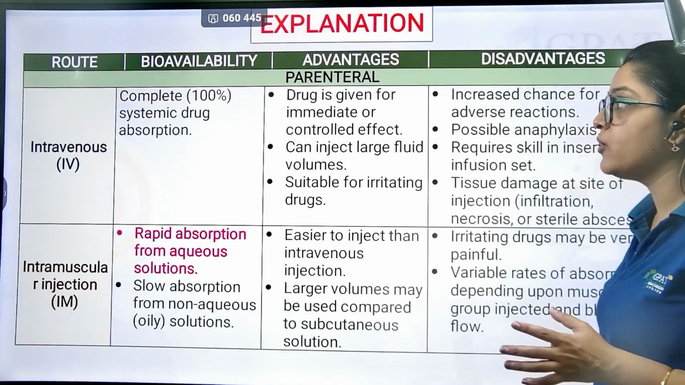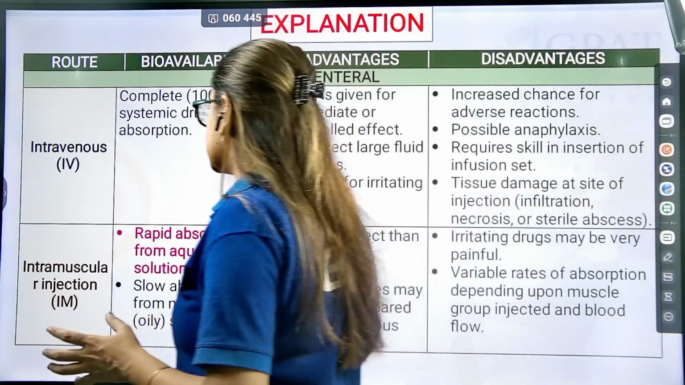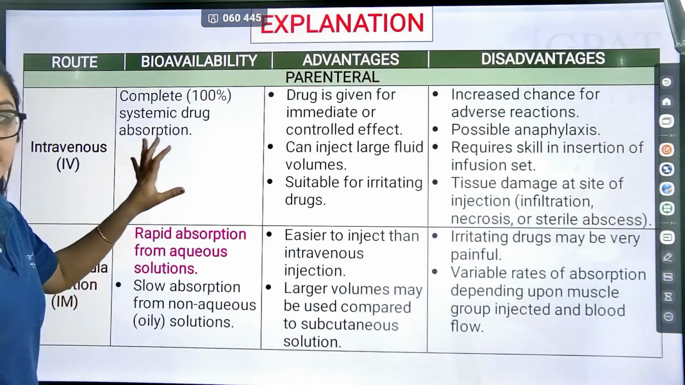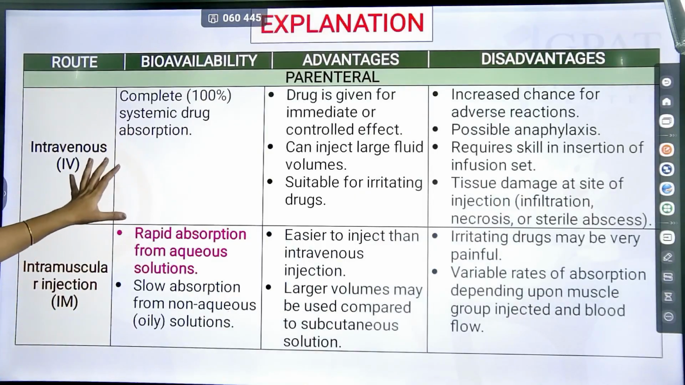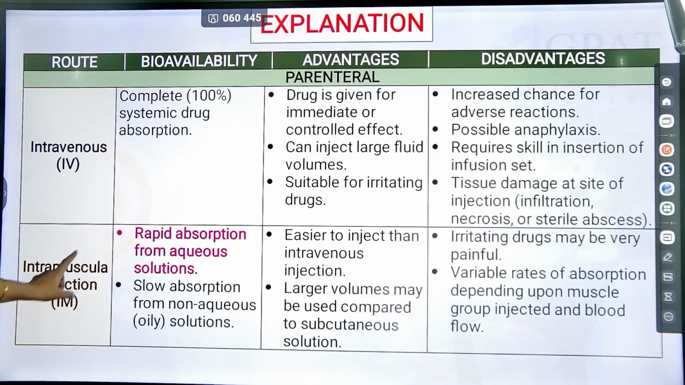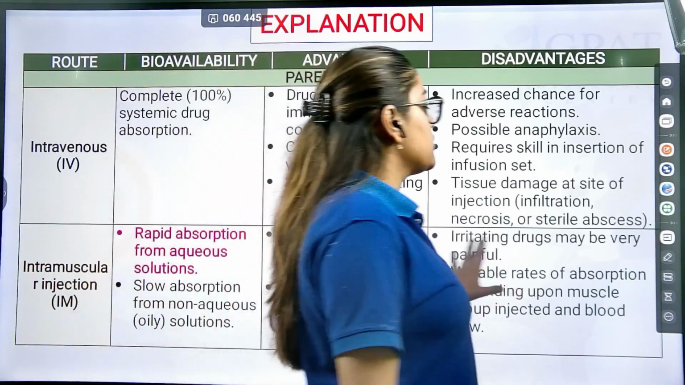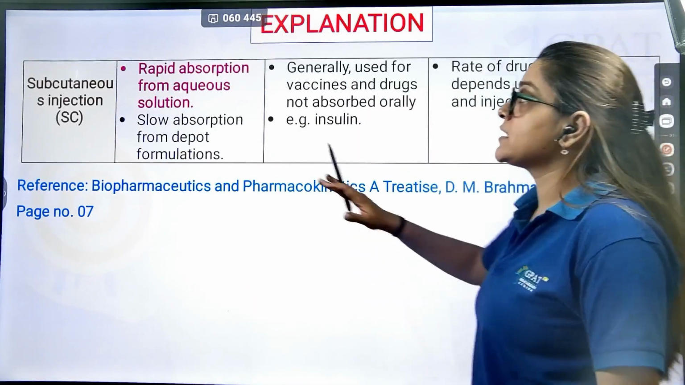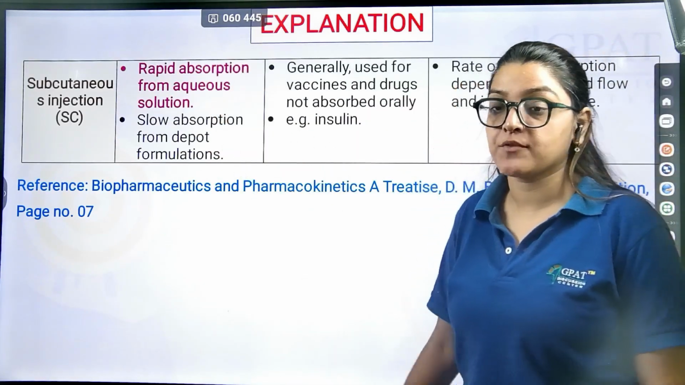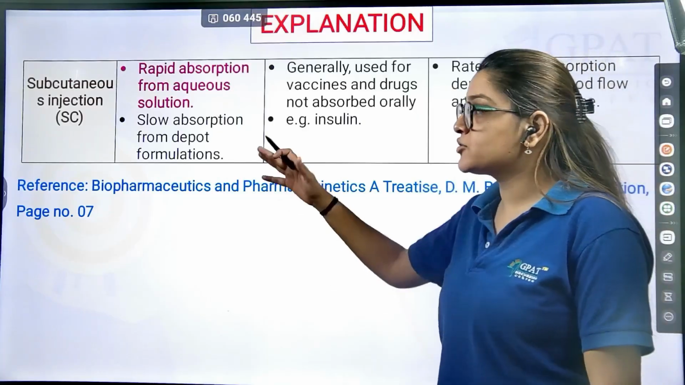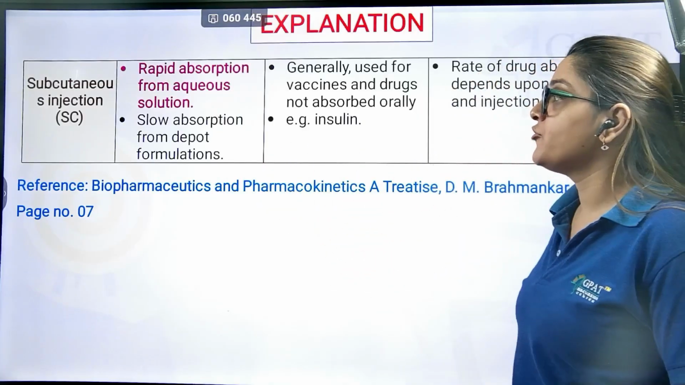Let's see how. In the intravenous route there is 100% complete systemic drug absorption. Why? Because the drug is directly available in the bloodstream. For the intramuscular injection, there is rapid absorption from the aqueous solution, although it will turn out to be slow absorption for the non-aqueous ones. In the subcutaneous route also there is rapid absorption from the aqueous solution and slow absorption from the depot formulations.